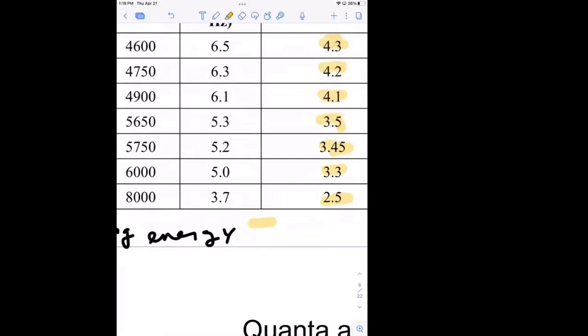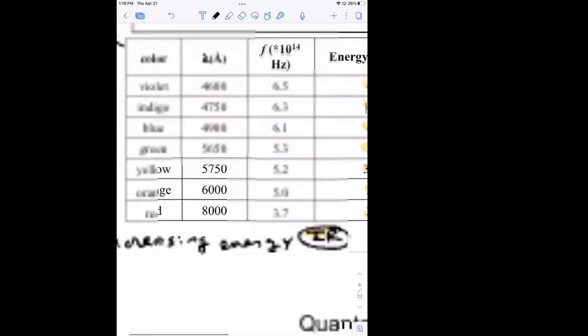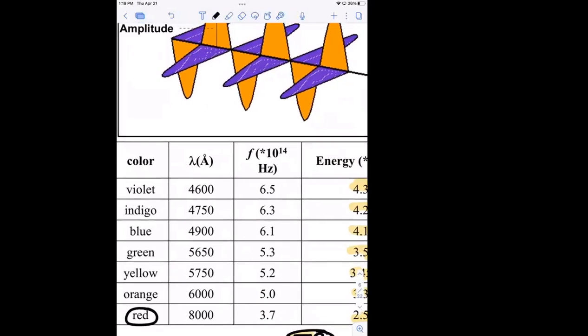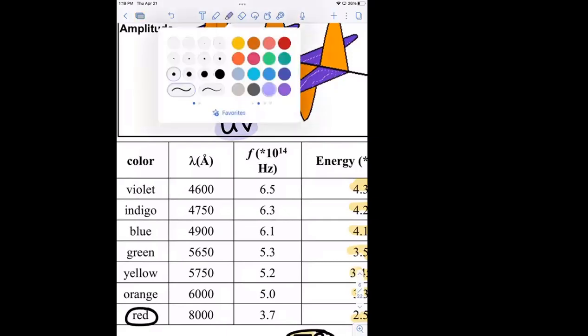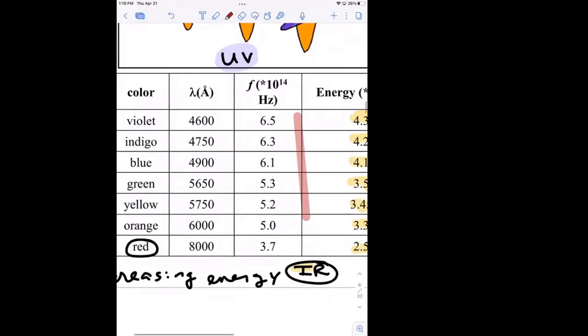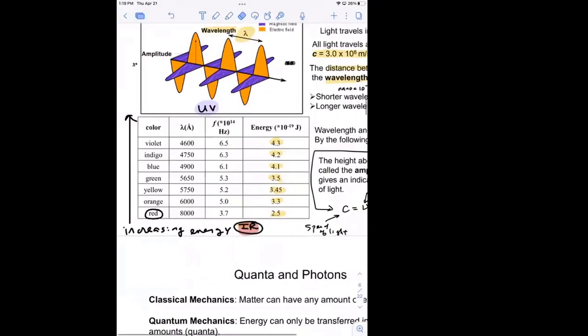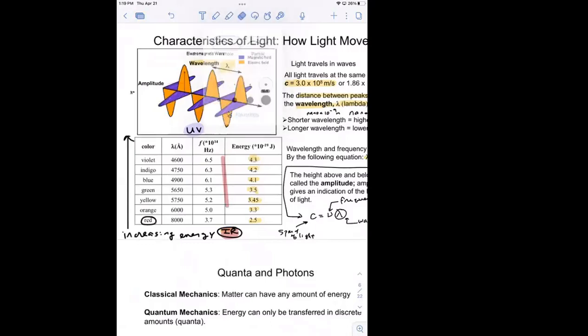Immediately below the visible spectrum is the infrared spectrum. Right? So this is infrared. And notice the lowest energy light is red. So right underneath that is infrared. And then above it is the UV spectrum. So UV is here. Infrared is here. And what I want to call to your attention is the relationship between the wavelength and the frequency.